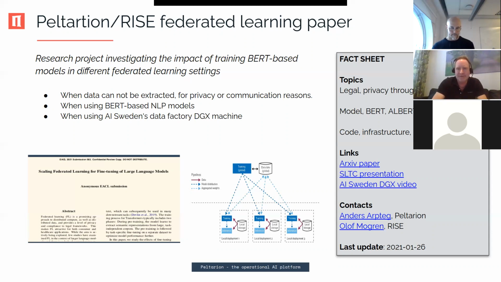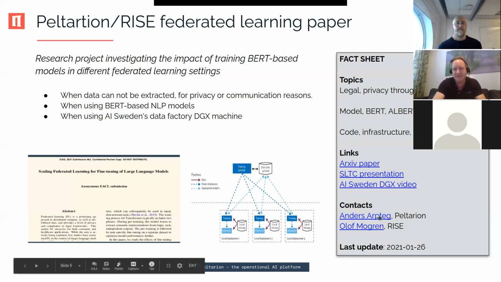If you want to know more about this, you can see this kind of fact sheet. So I have a fact sheet that tries to go through a number of things and points for this specific use case. It talks about some legal aspects you can see, and it talks about which models it makes use of, and some code aspects that were used in this work. And there is also a number of links. So if you want to know more about this, you can simply go to the arXiv paper that's published. You can see some presentations and videos that we have for it. And if you want to get in contact with someone that's worked with this to see how you can apply it for your own use case, you have contact information for that here as well.